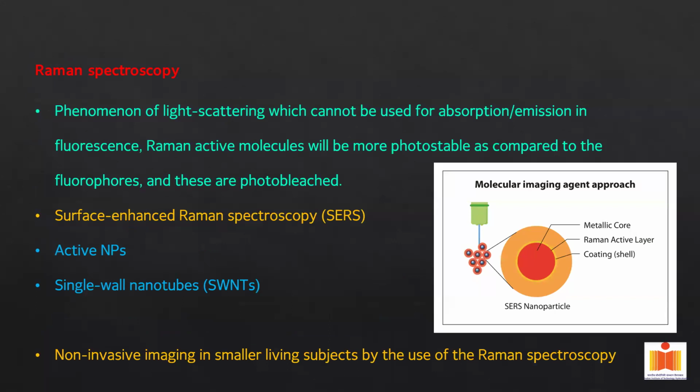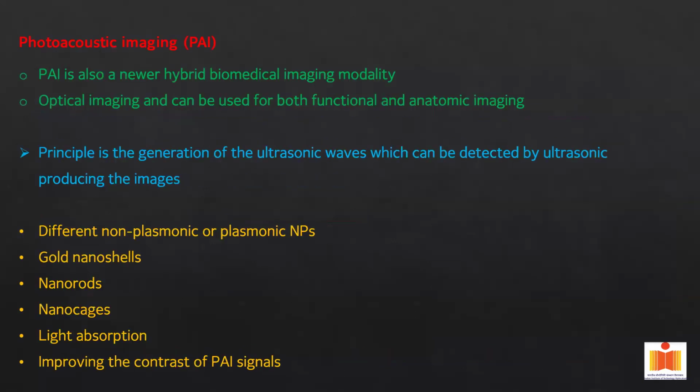So you have Raman spectroscopy. The basis of Raman spectroscopy is light scattering, which cannot be used for absorption or emission in a fluorescence. So this is where, if you see the SERS nanoparticles, this is a Raman active layer, a metallic core is there in the center, and a coating is there. So there are a lot of phenomena happening here. So this is also possible with the use of nanoparticles by using the Raman spectroscopy principle.